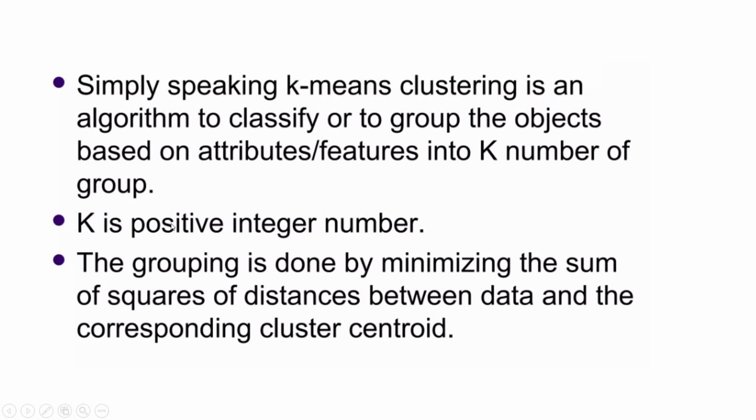Simply speaking, k-means is an algorithm to classify or to group the objects based on attributes or features into k number of groups, where we usually assume that k should be a positive integer. The grouping is done by minimizing the sum of squares distances between data and corresponding cluster centroids.